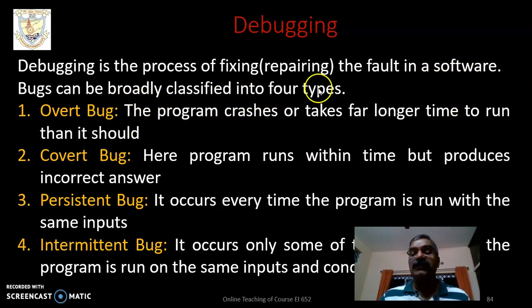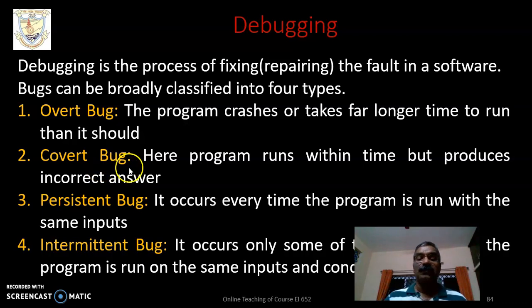Bugs can be broadly classified into 4 types. There are 4 different types of bugs. The first is called an overt bug, the second a covert bug, the third a persistent bug, and the last an intermittent bug. What is an overt bug? The program crashes or takes far longer to run than it should. An overt bug is one where the program is in a continuous loop, the system hangs, or the program crashes or takes longer to respond.